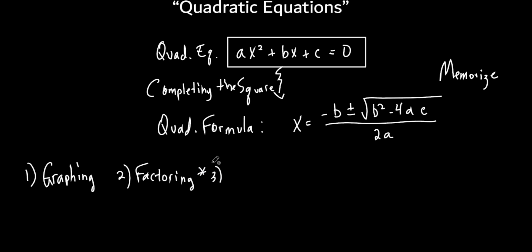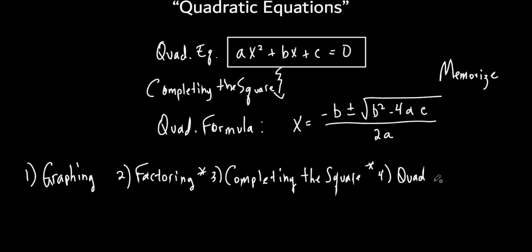Put a little star next to it. Okay, so completing the square. And on some of these problems, they ask you to do it 4 ways. All 4 of these ways right here. That's why I'm writing them all down. Okay, completing the square. And the 4th way, obviously, it's already written down. The 4th way, and this will always work. Completing the square will always work. And this one, the quadratic formula, will always work.